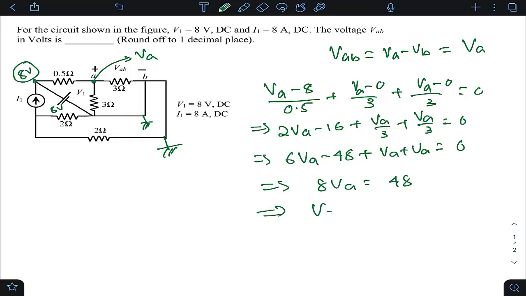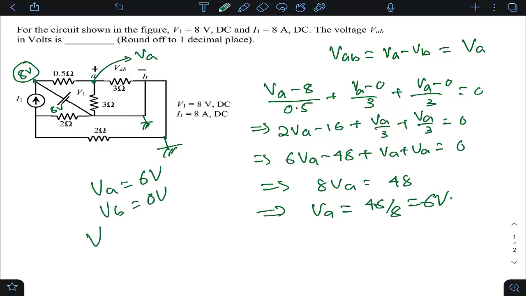So this implies VA equals 48 by 8. So that happens to be 6 volts. So your VA is 6 volts and VB is 0 volts. So naturally your VAB is VA minus VB, 6 minus 0. That happens to be 6 volts. It is a very simple and straightforward problem. So just by making one point ground and by writing one simple equation here, we are able to get this VA. So the answer is 6 for this.